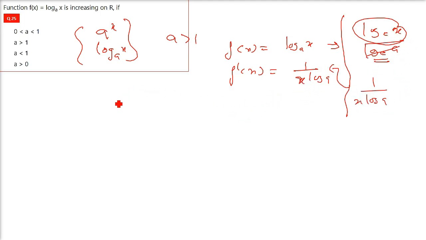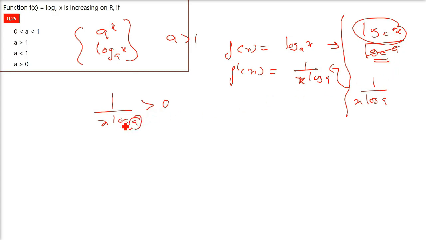Okay, so 1 by log x log a has come up. Okay, 1 by x log a greater than 0 because it is increasing. It is given on R. R is what? It is the real numbers. So what do we get? See, if it is greater than 0, x has to be greater than 0 and log a should be greater than 0. Base is e.